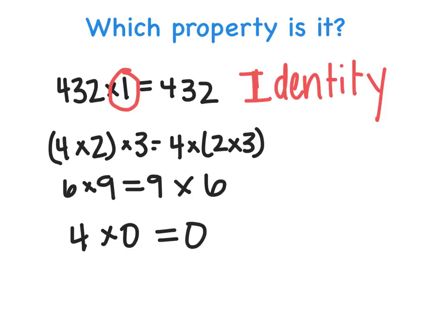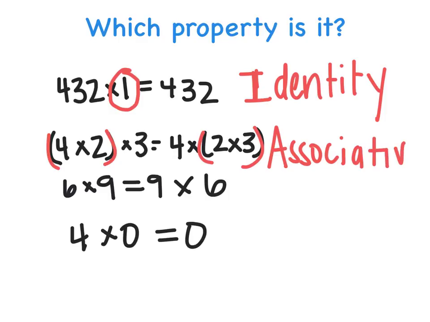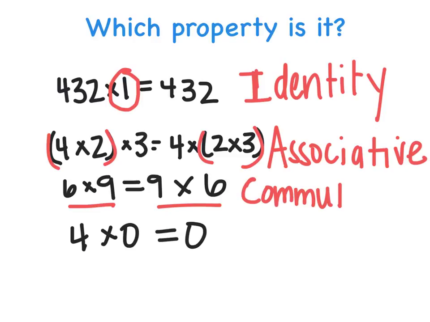The second one is dealing with grouping. Whenever you see parentheses and things that are grouped, it is the associative property. In this one, 6 times 9 equals 9 times 6. The things are switched around. That's the commutative property. We talked with addition that the word commute, the base word here, means to move or to travel. So these numbers are moving around.